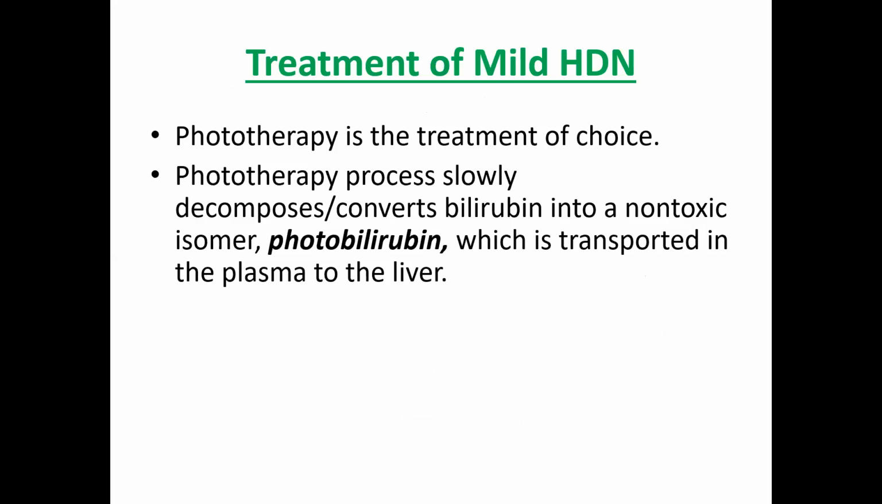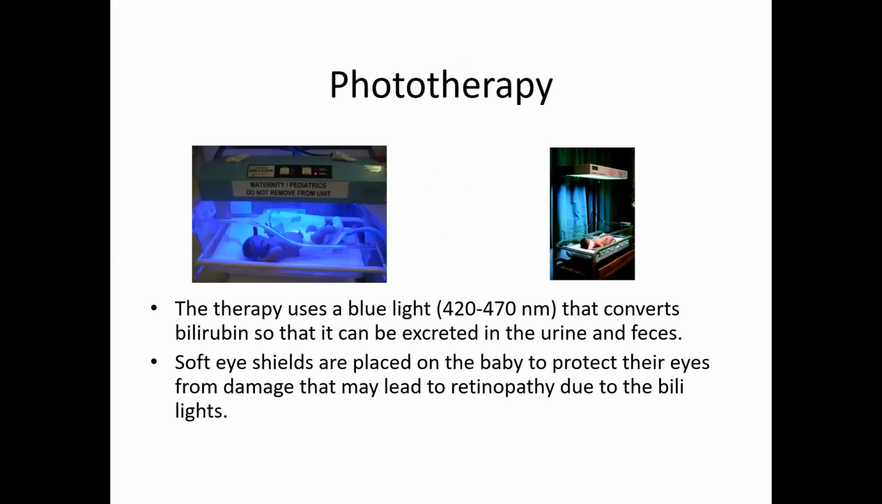Treatment of mild hemolytic disease in the newborn: phototherapy is the treatment of choice. I told you that phototherapy depends upon the bilirubin level as well as the age of the baby. The phototherapy process slowly converts the bilirubin into a non-toxic isomer, which is transported from the plasma to the liver. In phototherapy we generally give blue light, 420 to 470 nm, that converts bilirubin so that it can be excreted in the urine.